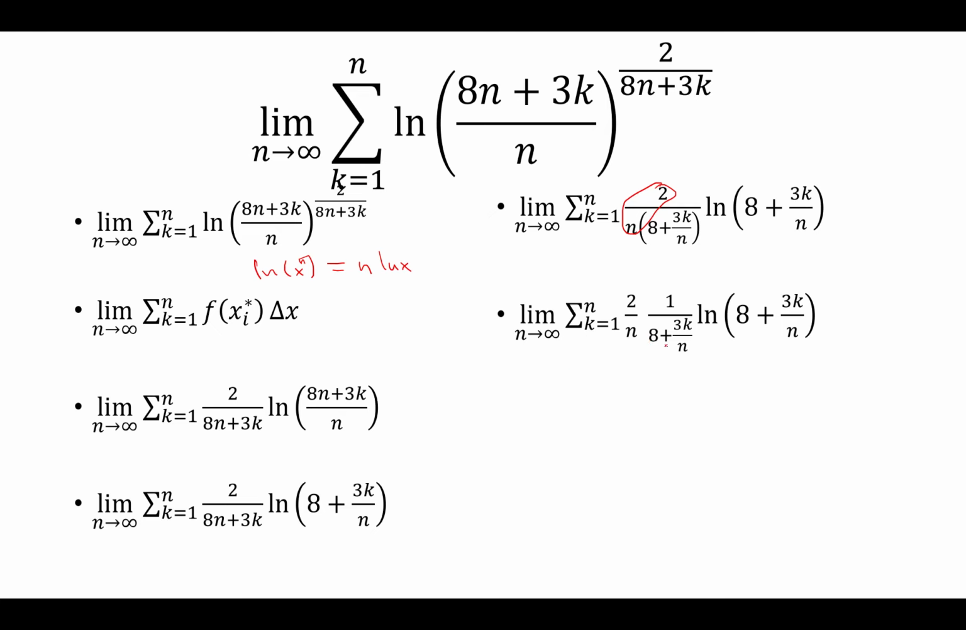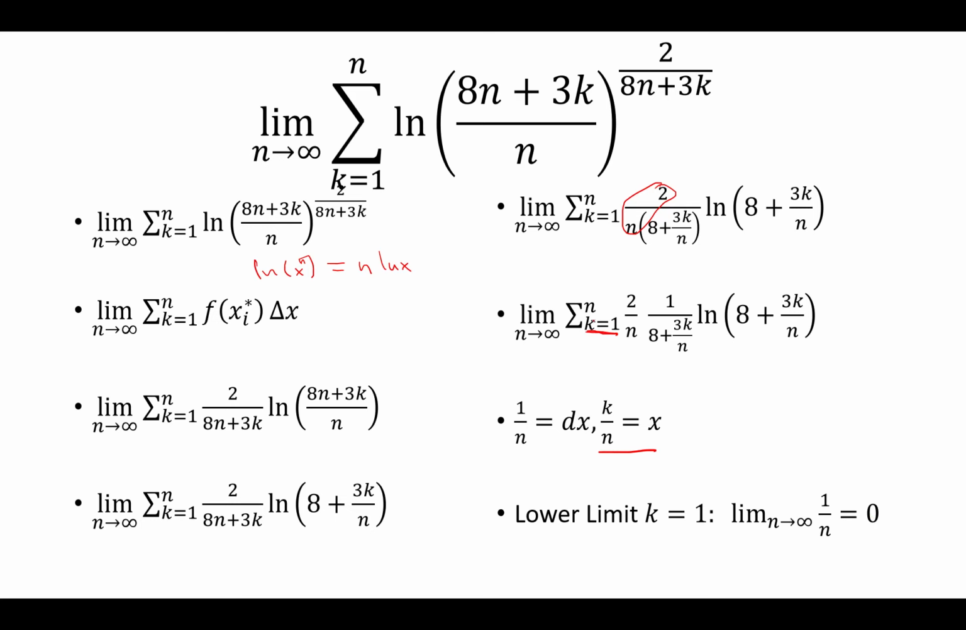So 1 over n is going to be our dx. K over n is going to be our x. So we make that substitution. Now, remember, x is equal to k over n. So for our lower limit, we're going to let k equal 1. So that's where we're getting it from. K is 1. You plug it in, you get 1 over n. And then as n approaches infinity, this is 0. So this is going to be the lower bound of the integral.